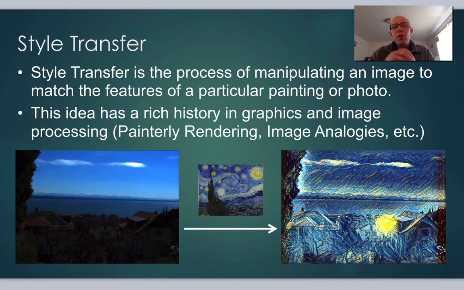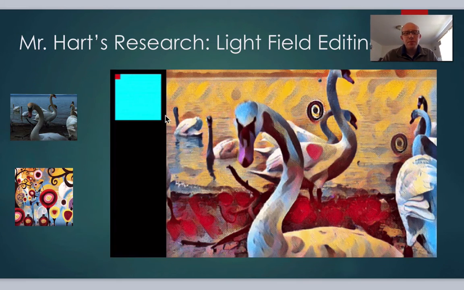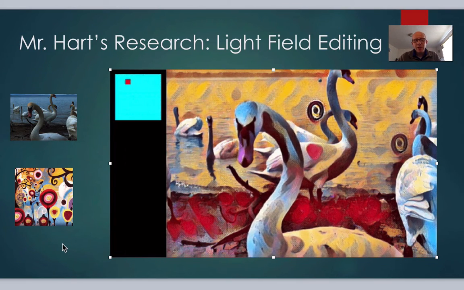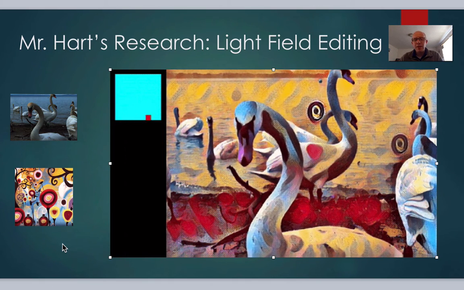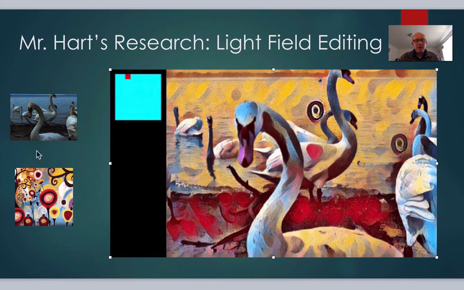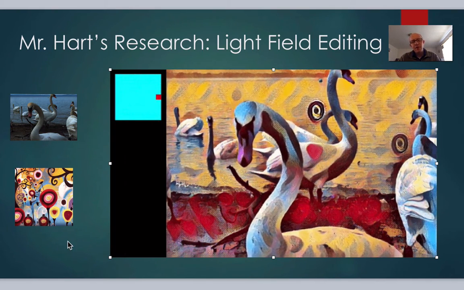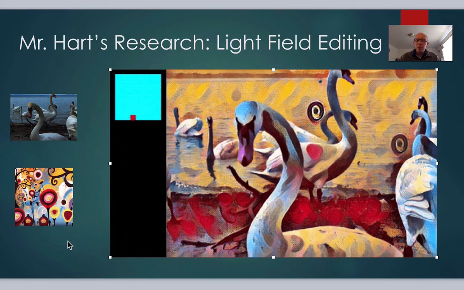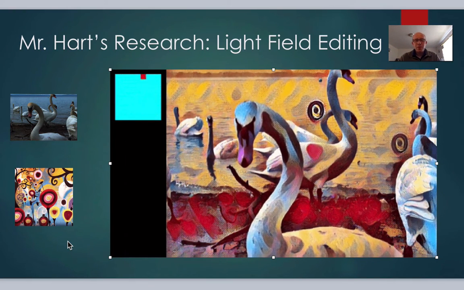Anywho, so we wanted to see if we could do this with light fields. And the result is that we could. Okay, so here's my end result of stylizing a light field image with a specific painting. Here's that swan light field we were looking at before, and this is the painting we're styling it after. And so we get this really cool effect in the light field image.